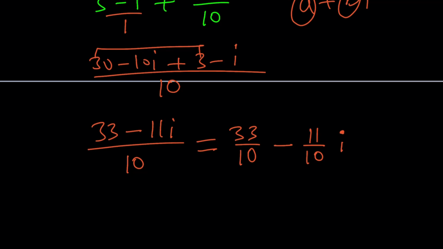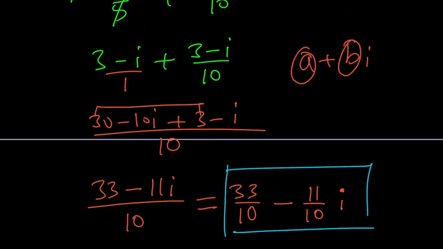So you notice that it looks like a plus bi, where a is 33 over 10 and b is negative 11 over 10. You can identify a and b easily. If there's a minus sign, that means b is negative. Okay, so that will be the answer. Let's go ahead and take a look at the second method.